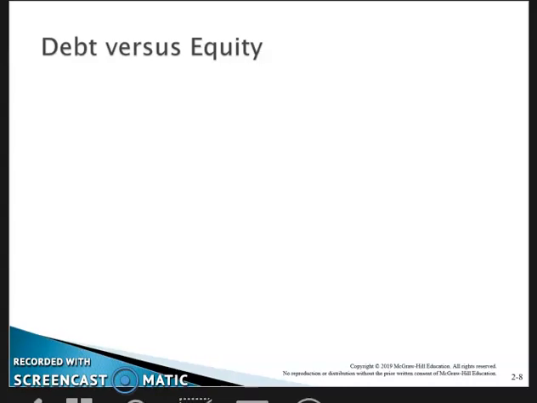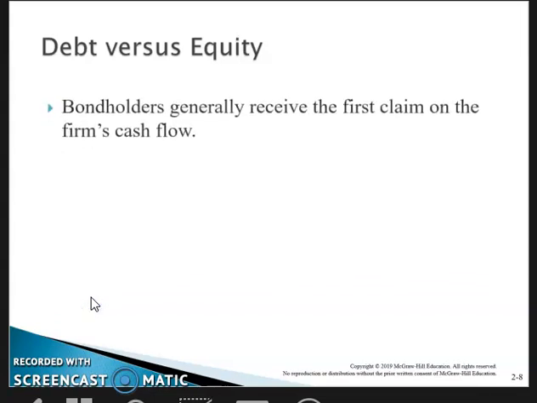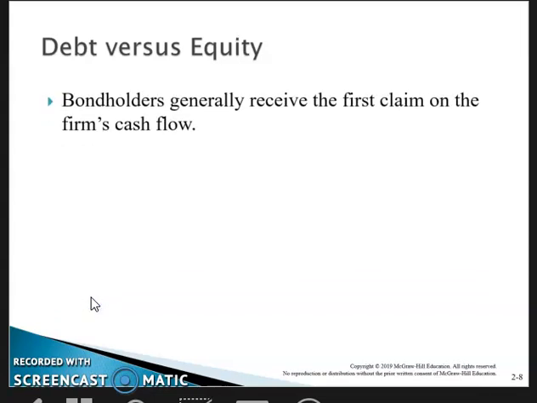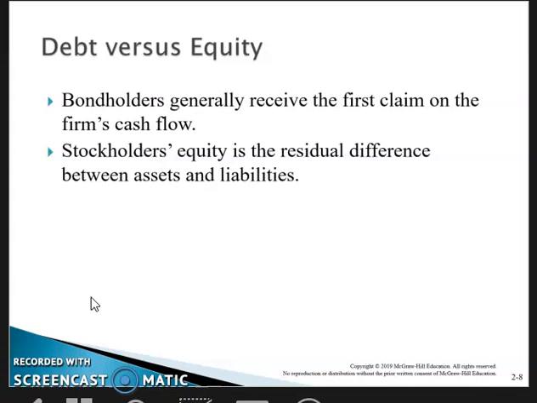Debt versus equity. For the most part, debt holders or bondholders are going to have first claim on the firm's cash flow. The stockholders' claim, or stockholders' equity, is the residual difference between assets and liabilities. Remember that stockholders have limited liability, so if a firm is liquidated and the liabilities are greater than the assets, the stockholders would not face any additional liability other than the loss of their investment.